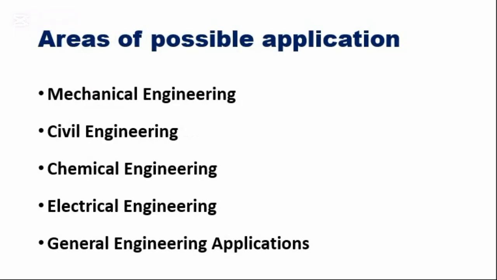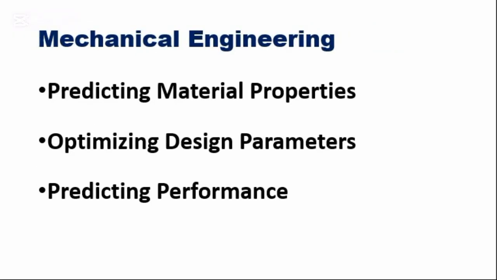So that's the key thing here, to guide in making informed decisions. I will show you possible areas where this can be applied in mechanical engineering, civil engineering, chemical engineering, electrical engineering, and general engineering applications. So let's start with the first one, mechanical engineering. This can be applied in predicting material properties. Regression analysis can be used to predict the material strength, elasticity, and other properties based on composition, processing condition, and other factors.